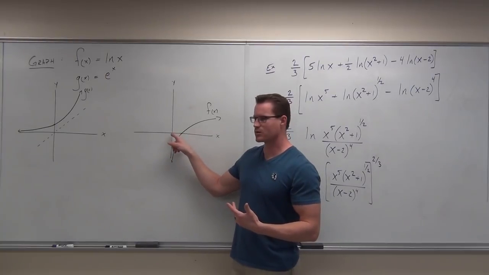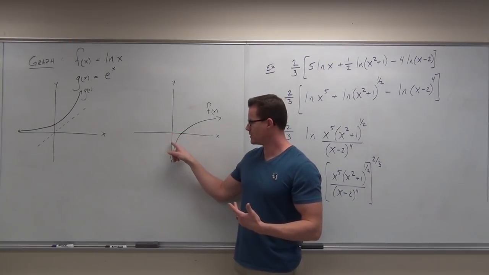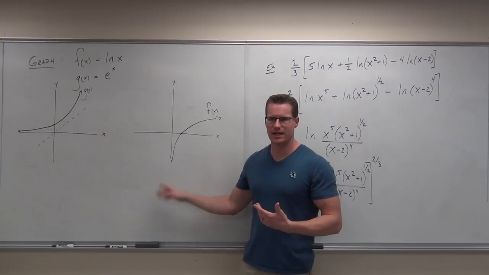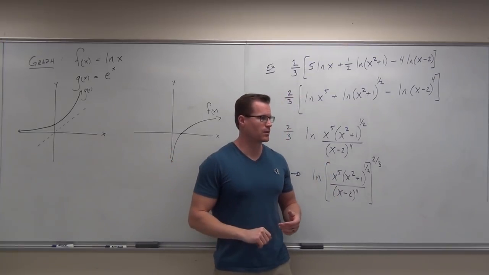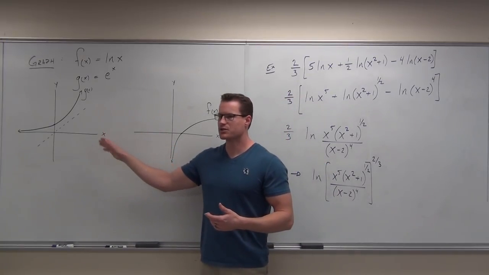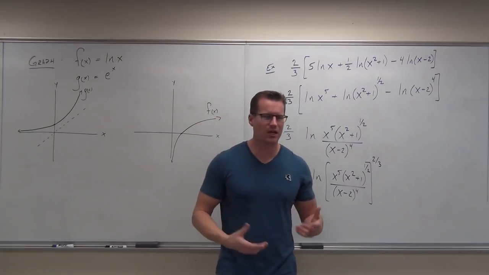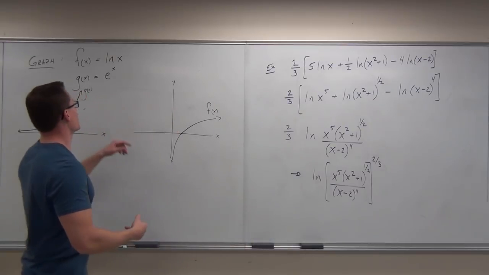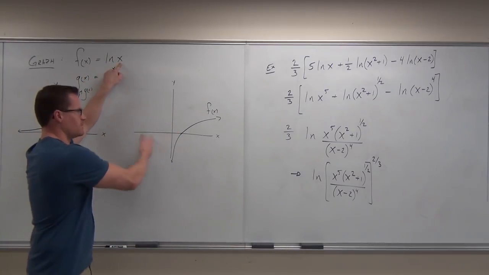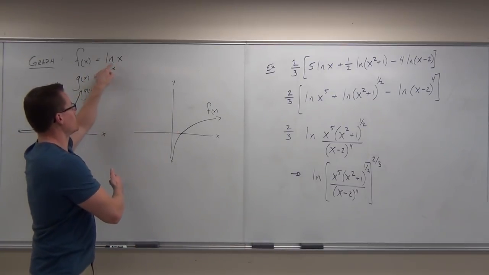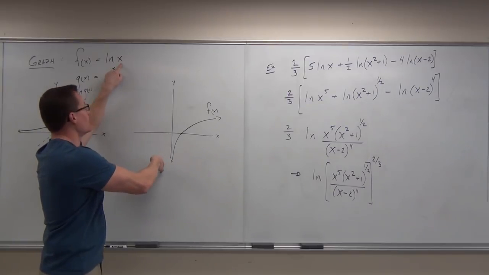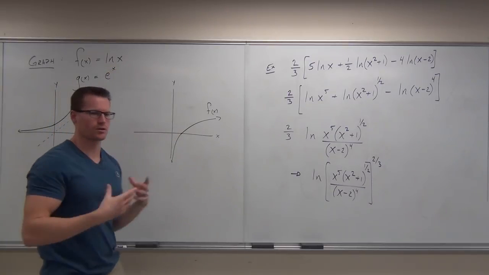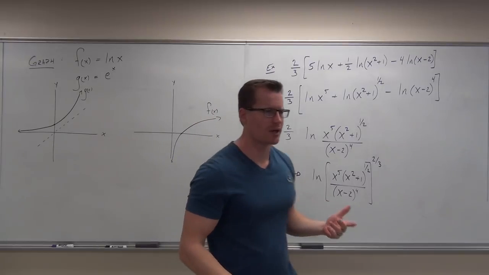Can you plug in 0? It's undefined. Can you plug in a negative to ln, do you think? It's undefined. There's nothing there. So when you realize what the graph looks like, you understand a little bit better why you can't have ln of negative 3. It doesn't make any sense. You can't have ln of 0. ln of 1 gives you 0. It's on the graph.